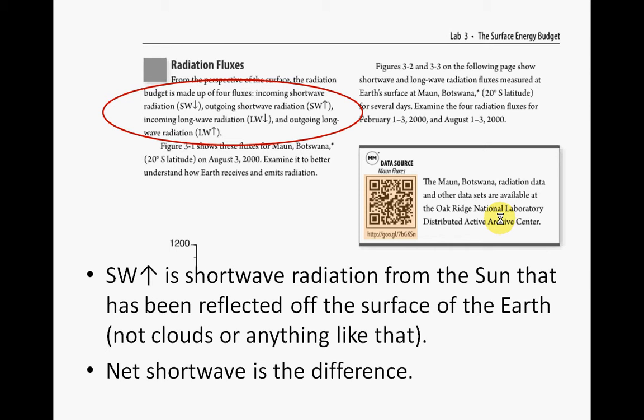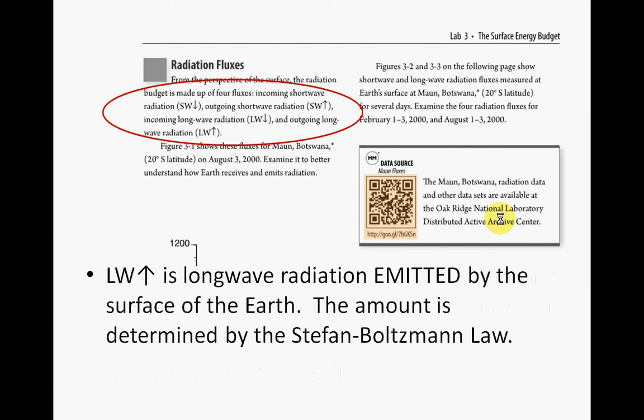Net shortwave radiation would be the difference between those two, and that would be the amount of shortwave radiation that's actually being absorbed by the surface. Long wave radiation is radiation that is being emitted by the surface of the Earth. So long wave up is radiation that, if you had an instrument at the ground, pointed down and measured the long wave radiation coming up, that's long wave up. That's radiation that the surface of the Earth is giving off. The amount is just determined by Stefan Boltzmann's law.